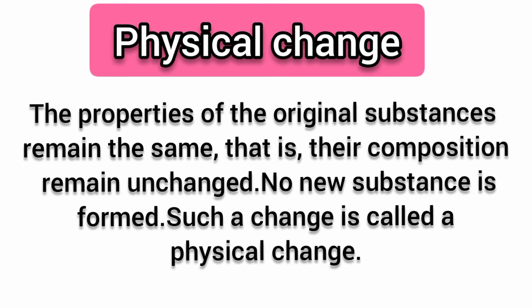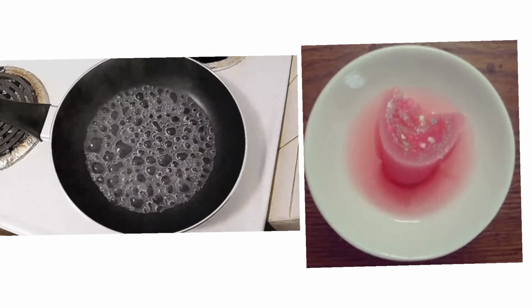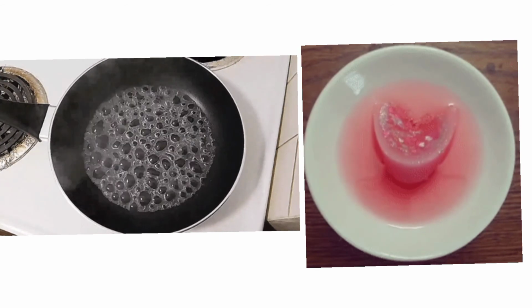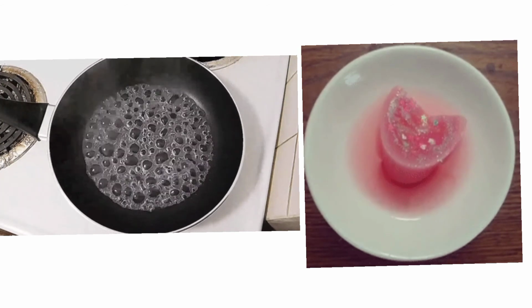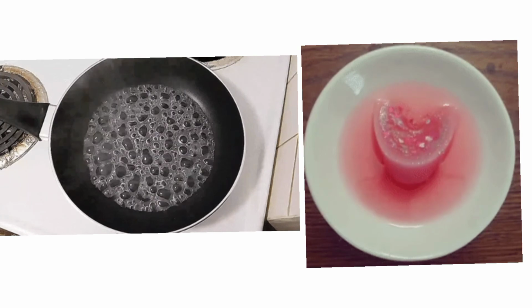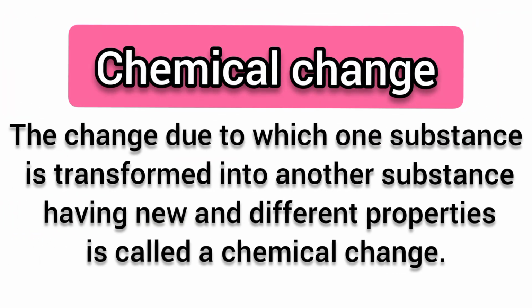The properties of the original substances remain the same. That is, their composition remains unchanged and no new substance is formed. Such a change is called as a physical change. Now let us see the example: boiling and melting. These are the examples of physical change. Now let us see the definition of chemical change.